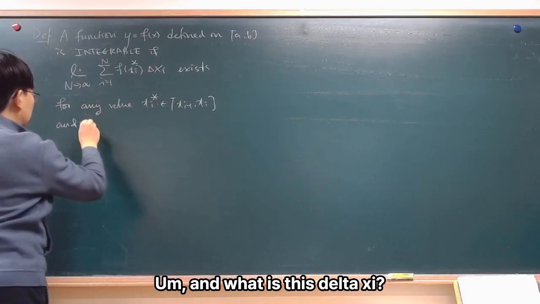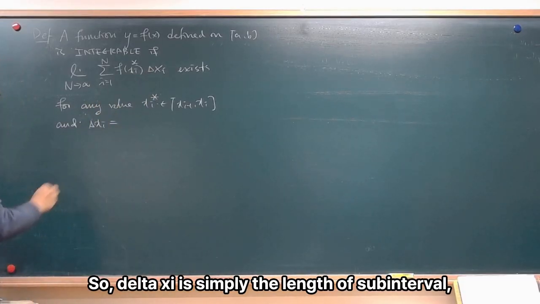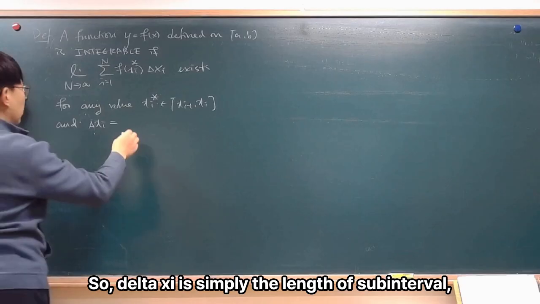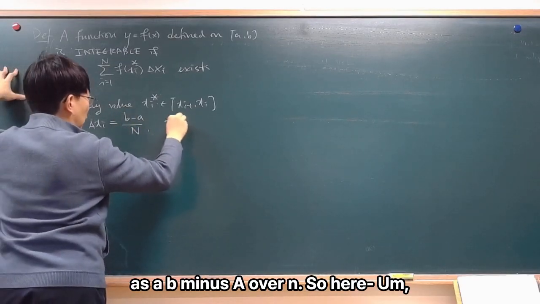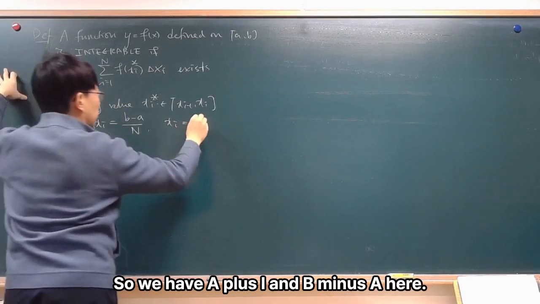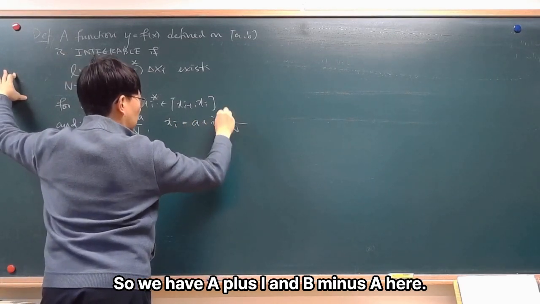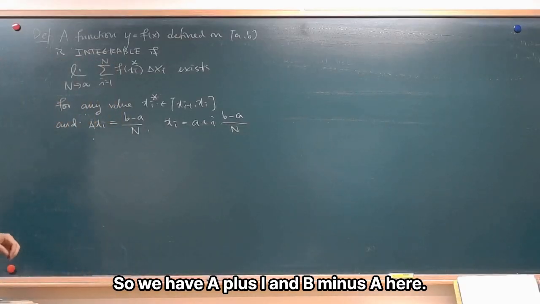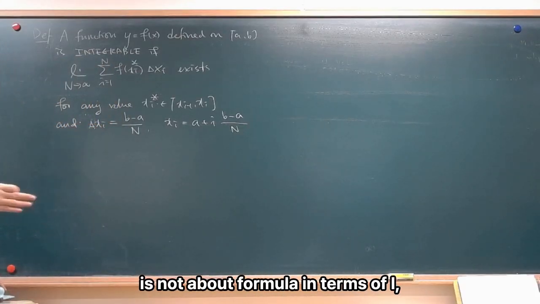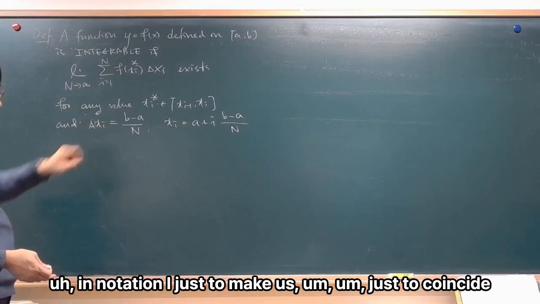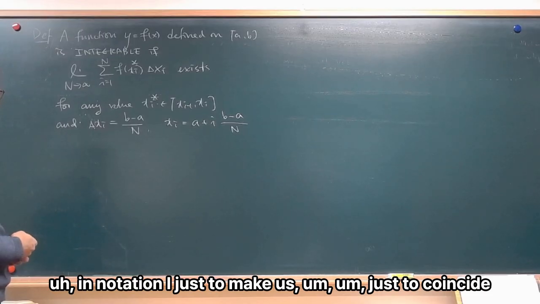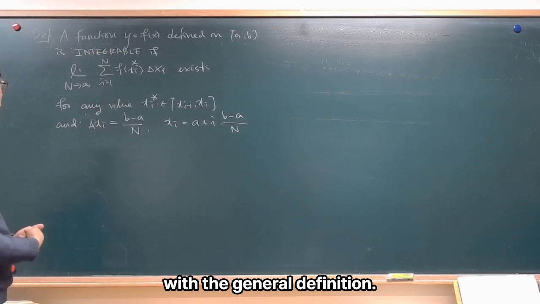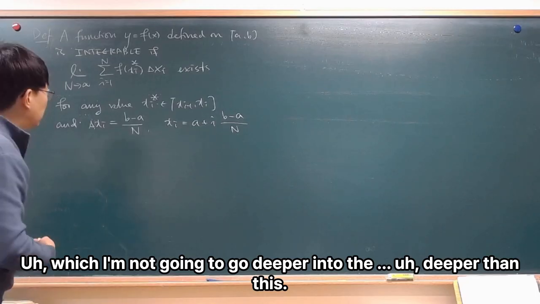And what is this delta xi? So delta xi is simply the length of the subinterval. I'm going to use this as b minus a over n. Here xi is just the ith point, so we have a plus i times b minus a over n. Really delta xi is not about a formula in terms of i, but we use this notation just to coincide with the general definition, which I'm not going to go deeper than this.